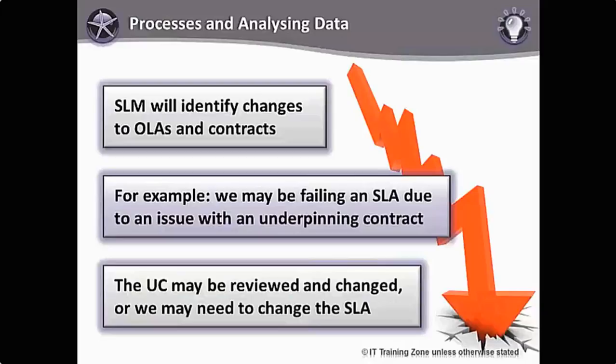Finally, service level management will identify the need to modify existing operational level agreements and contracts. For example, we may be failing to meet a service level agreement target because the targets in our underpinning contract are not aligned with it. The underpinning contract may be reviewed and changed, or we may need to change the service level agreement target in agreement with the business.